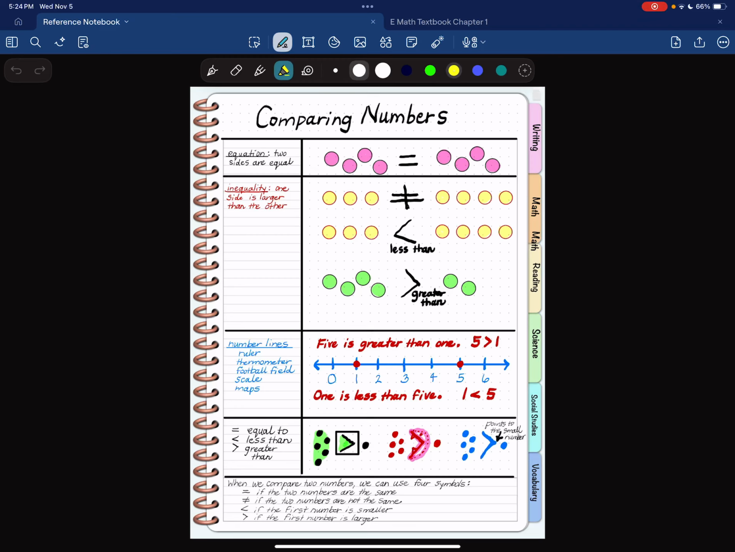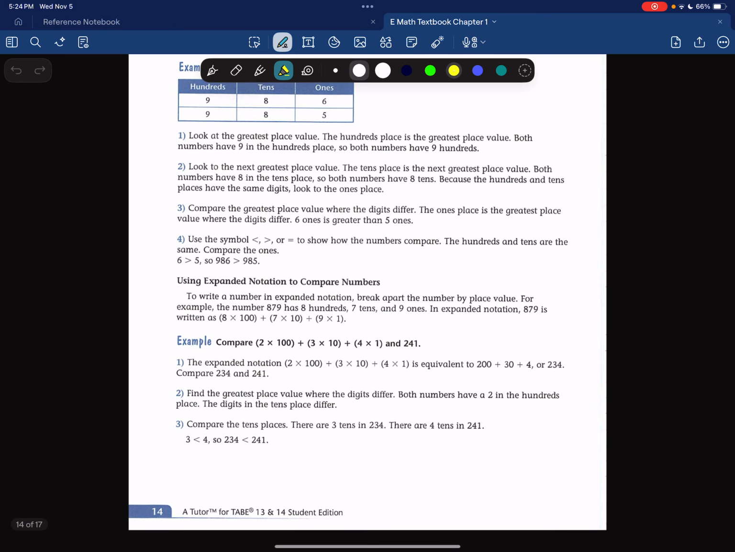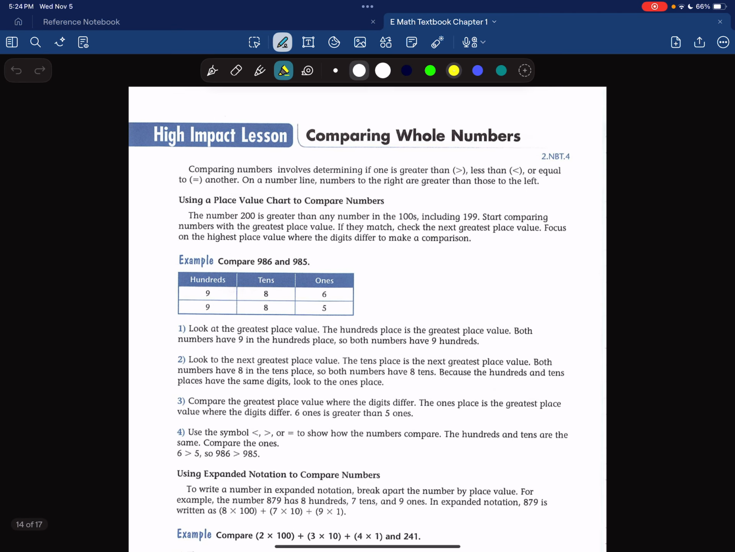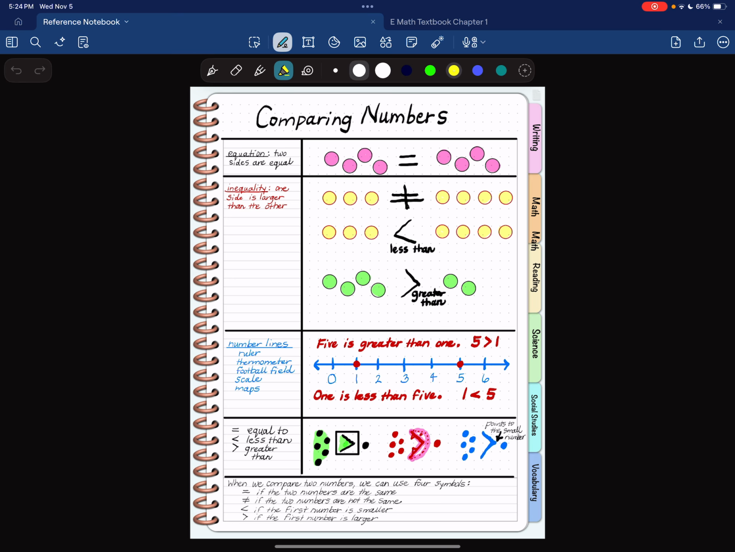Hello. In this video, we're going to be doing another high impact lesson that I believe is on page 14 of your textbook. It is indeed. But let's take a look, first of all, at the comparing numbers review in our notebooks.